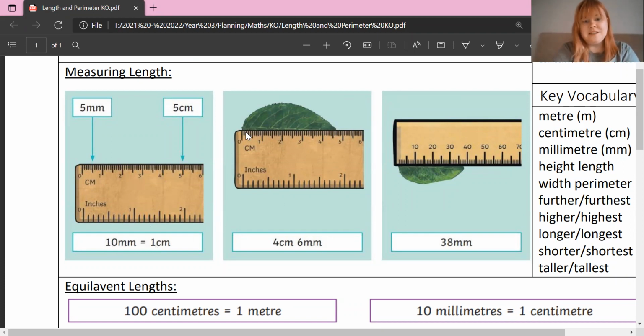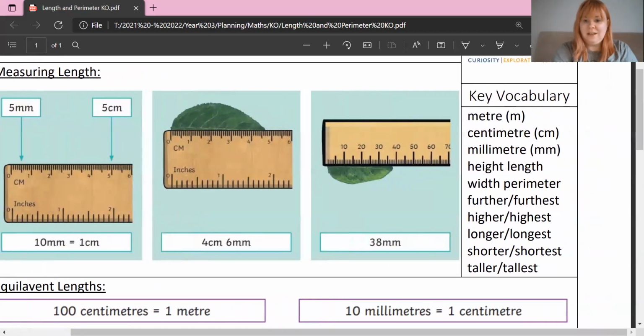So when we are measuring this leaf, we can do it in a mix of centimeters and millimeters, or we can measure it in just millimeters. So the first step is to measure it in your centimeters. So I look at my longer lines and it goes all the way up to 4. It doesn't quite go up to 5. And then I'd have to look at my millimeters. So 1, 2, 3, 4, 5, 6. So 4 centimeters and 6 millimeters.